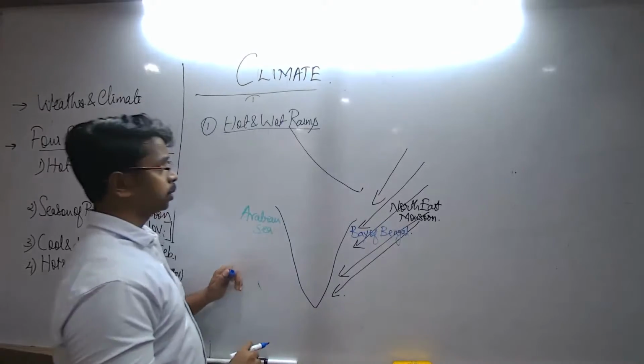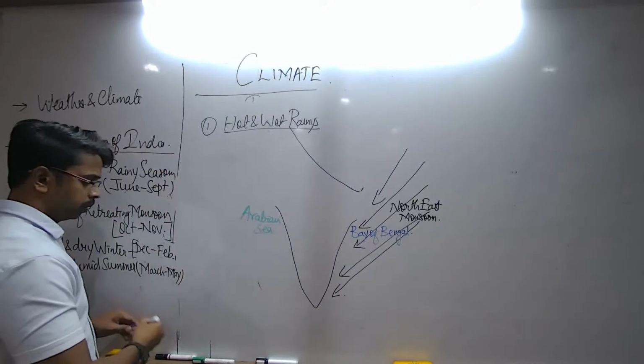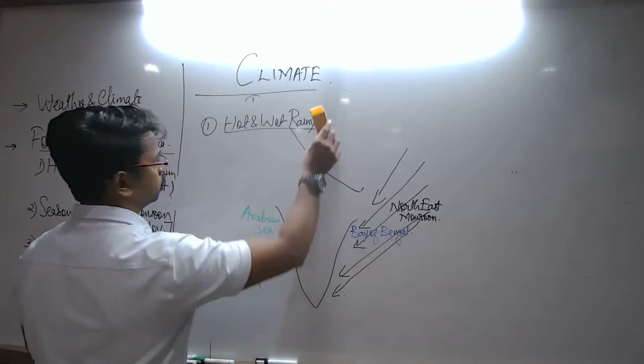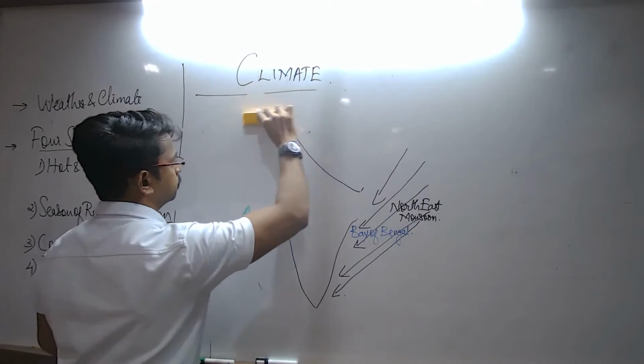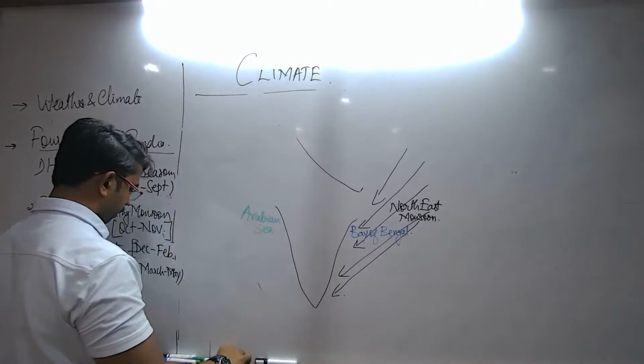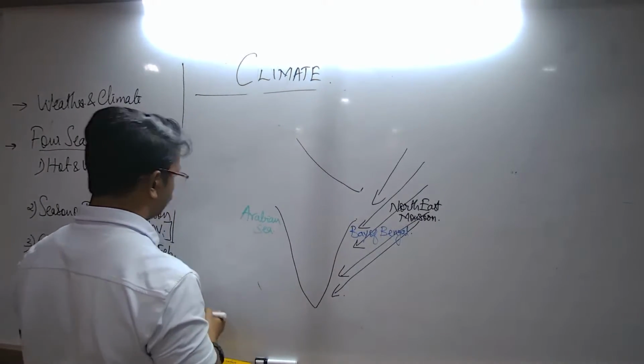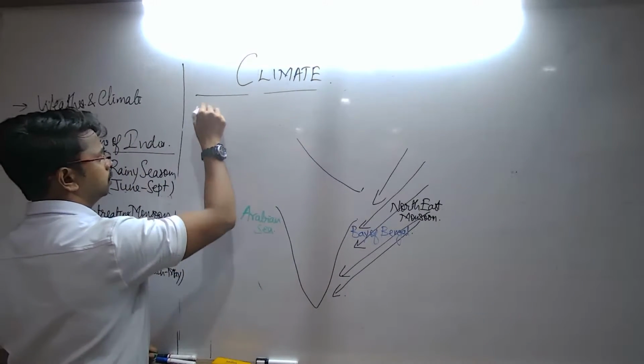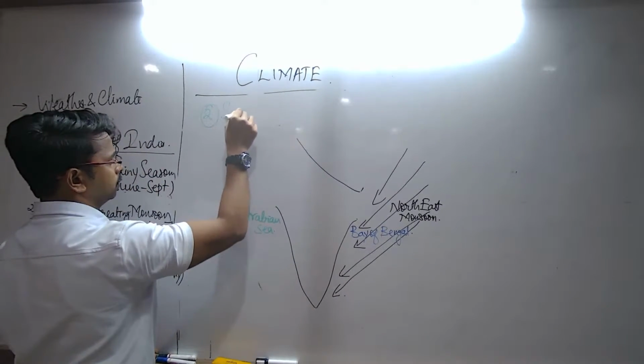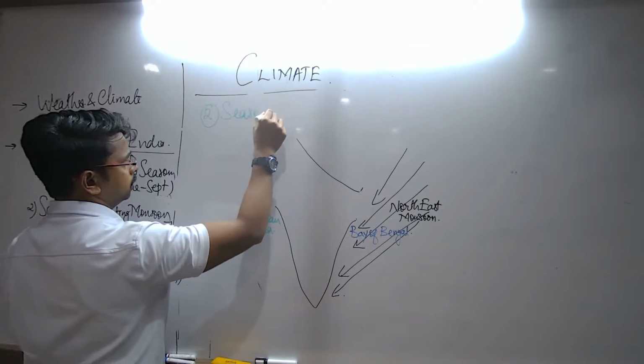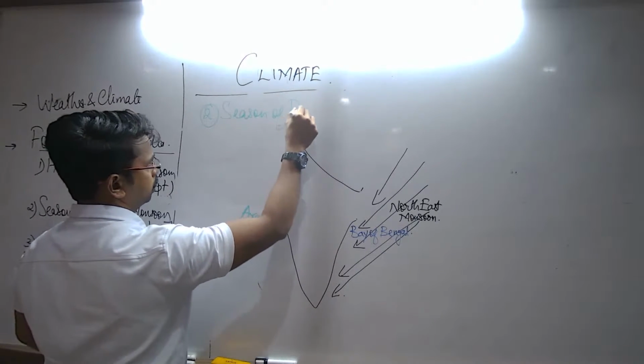I only draw these pictures for the second heading in your notebook. Season of retreating monsoon. So what is the heading as per the volume? That same only. What is the heading there? Season of retreating monsoon.